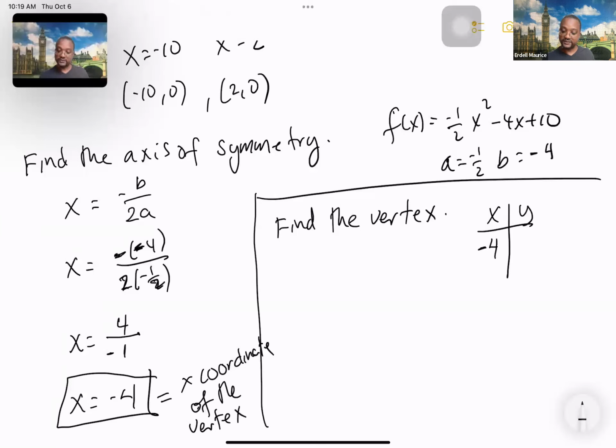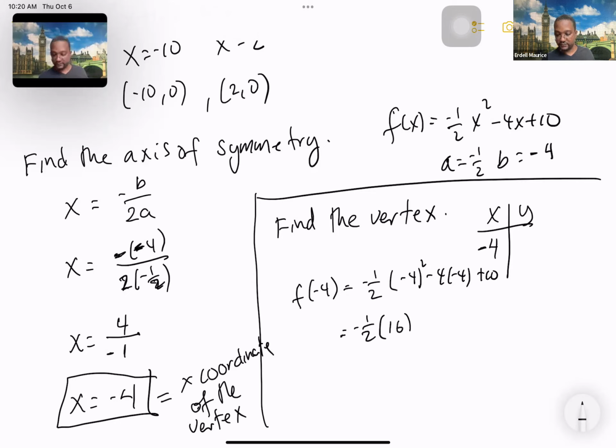All right, to get the y coordinate, you take negative 4 and plug it in. And so that's going to be negative 1/2 times 4 squared. 4 squared is 16. 4 times 4 is 16. Negative 8 plus 16 plus 10. That's going to be 18. And so the coordinates for the vertex are going to be negative 4, 18.